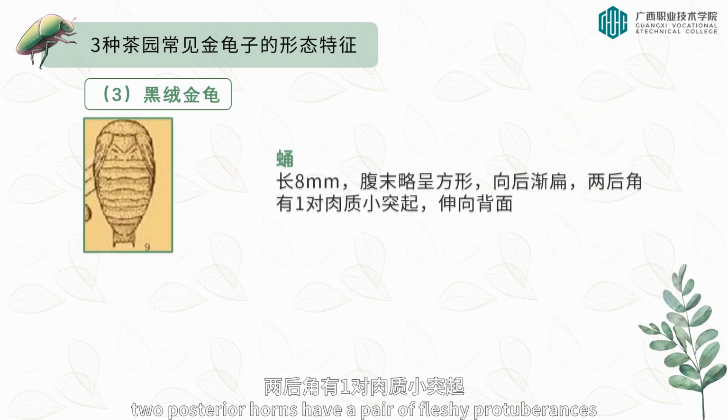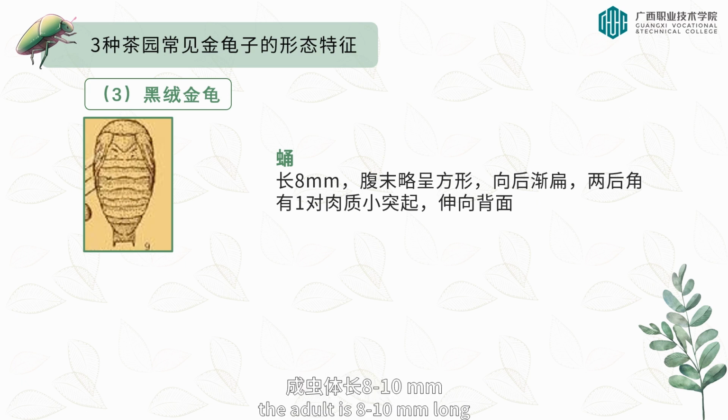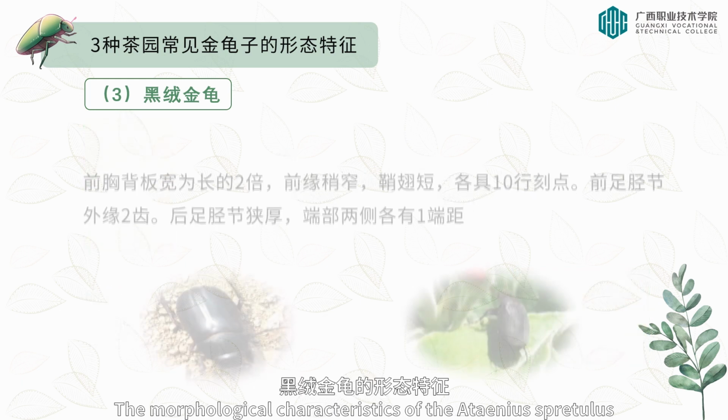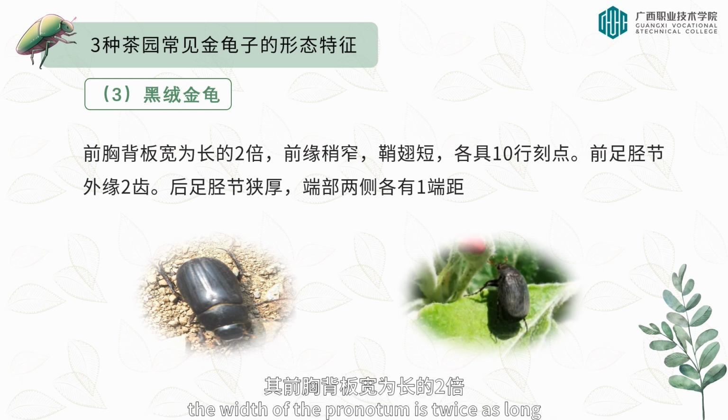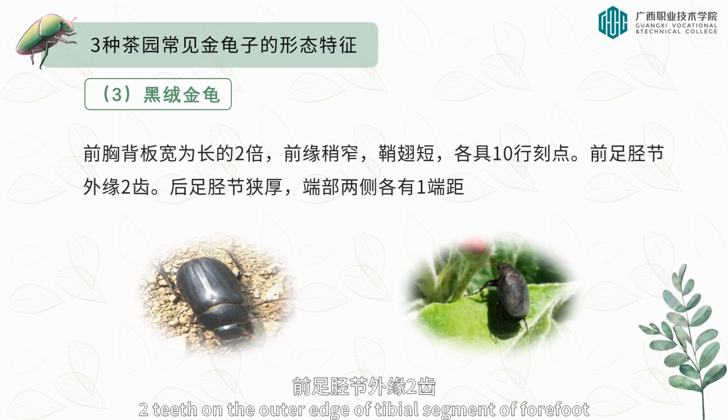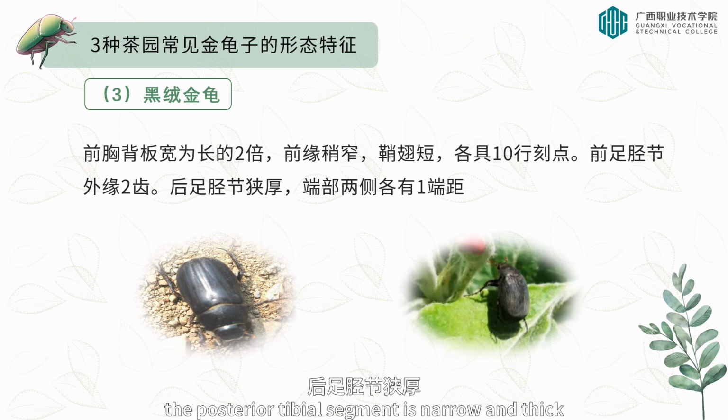The two posterior horns have a pair of fleshy protuberances extending to the back. The adult is 8 to 10 millimeters long, 5 to 8 millimeters wide, dark brown and shiny. The morphological characteristics of the Anomala (Ateneus spretulus): the width of the pronotum is twice as long. The leading edge is slightly narrow and the elytra are short, with 10 lines of punctate points each, 2 teeth on the outer edge of the tibial segment of the forefoot. The posterior tibial segment is narrow and thick, with 1 end spur on each side of the end.